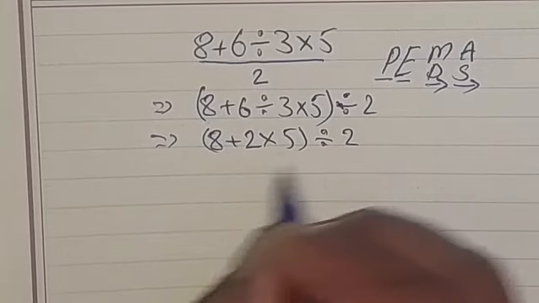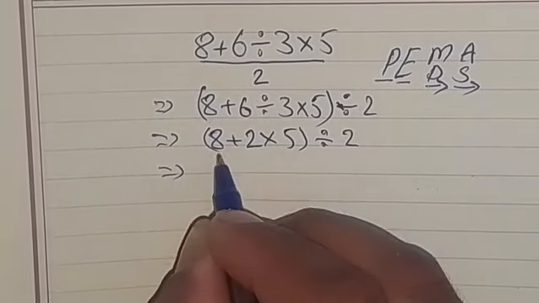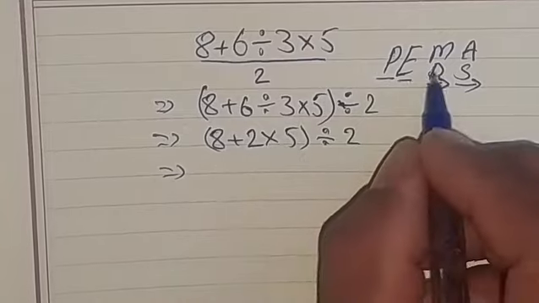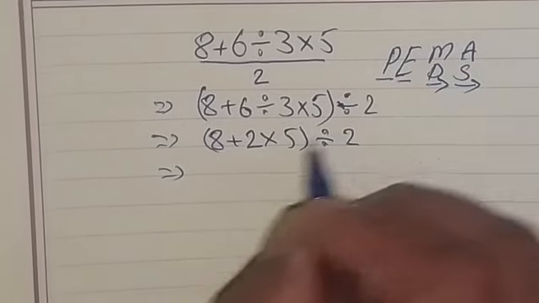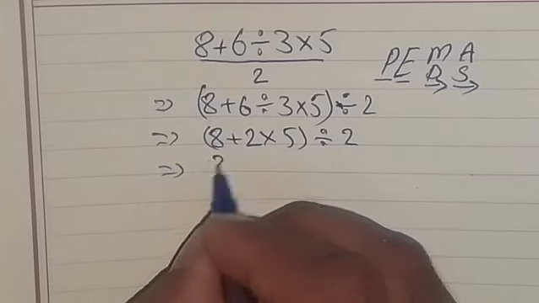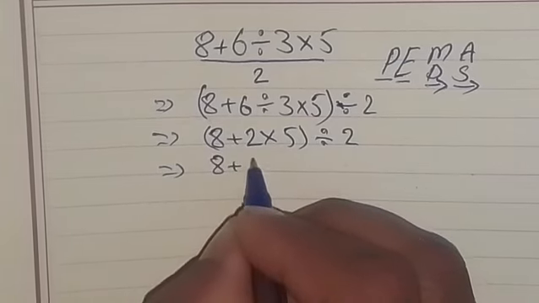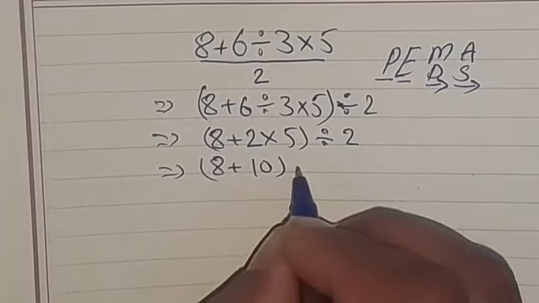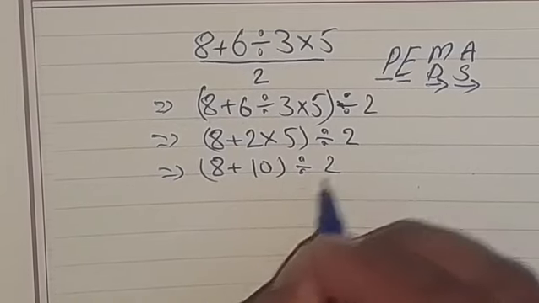And the denominator. So now we solve multiplication, then we solve addition. So 8 plus 2 times 5, that gives us 10, divided by 2.